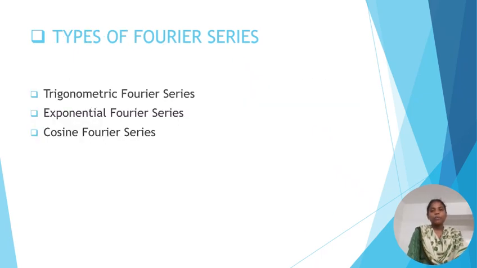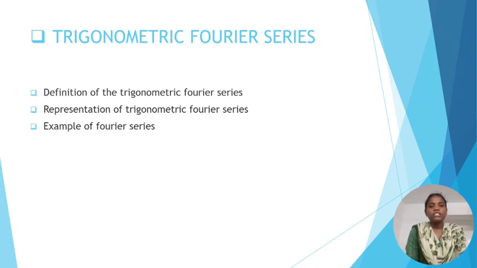So the next topic is the types of Fourier series. There are three types: trigonometric Fourier series, exponential Fourier series, and cosine Fourier series. First, we discuss the trigonometric Fourier series. In the trigonometric Fourier series, there are three parts: first, the definition of the trigonometric Fourier series, next the representation of the Fourier series, and then an example of the Fourier series.